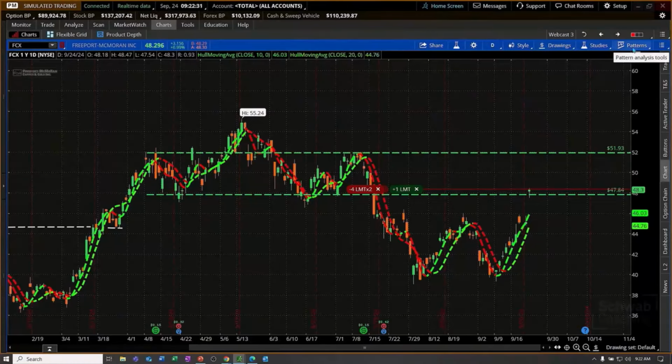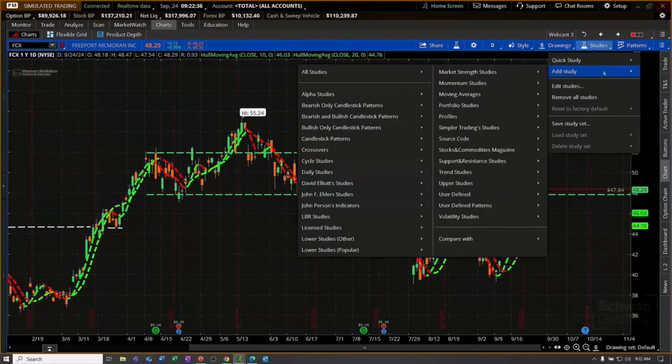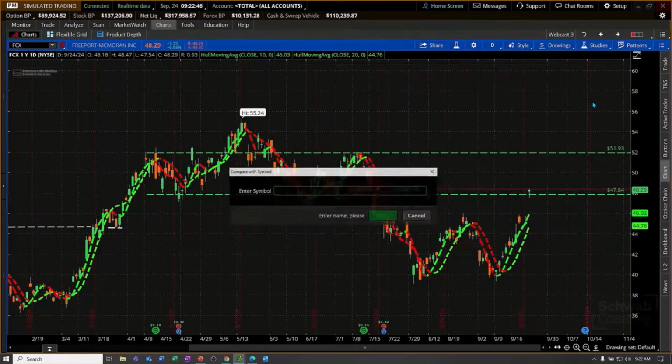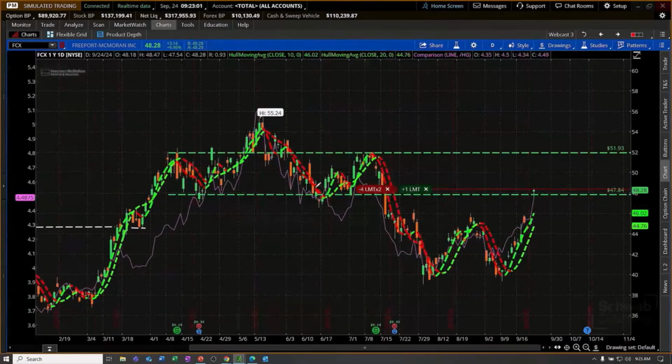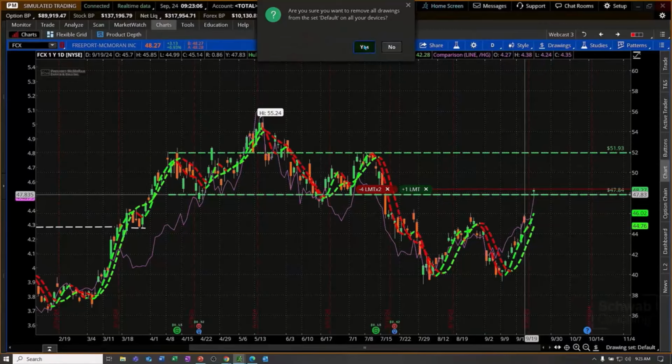I love to see how things are correlating or have correlated, okay? We're going to go to studies, add studies. We're going to go down to compare with. And what I'm going to do is add, for example, that copper symbol. Now, what you're going to notice is the FCX is the candle chart. When I type in HG, that is going to be a line chart. Okay. So what we're going to look for is, let's say, a relationship with copper and FCX?